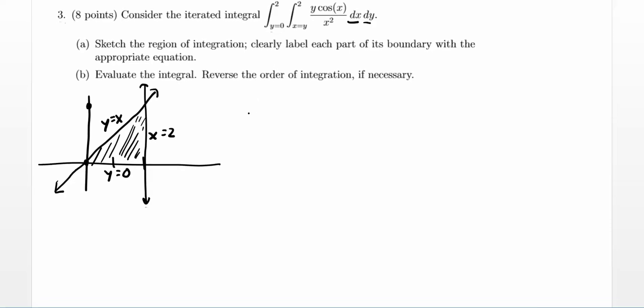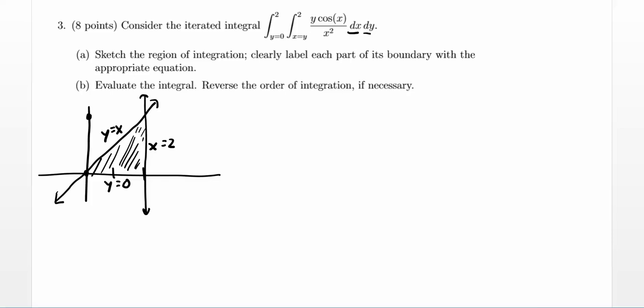Now part B, if we look at this integral, integrating cosine x over x squared is actually impossible. There's no antiderivative that we know of for that function. So we're going to reverse the order of integration and hope that that makes it actually possible to integrate. Spoilers, it does. So we're going to rewrite our integral. Now the function always stays the same. You never change this. But this arrangement will change. This will be dy dx.